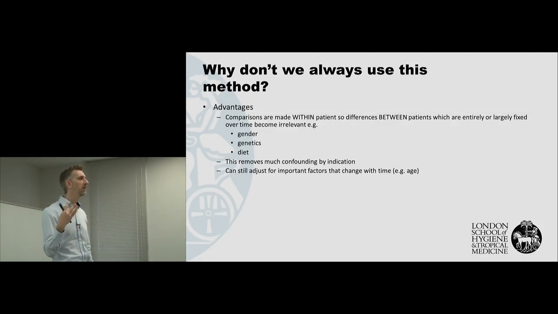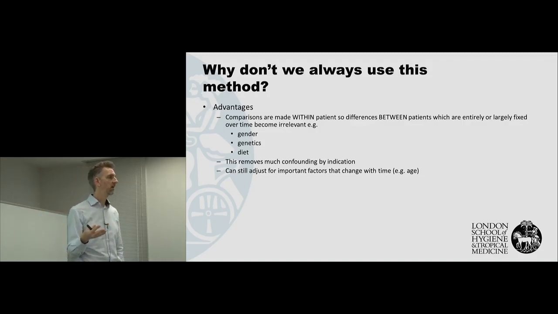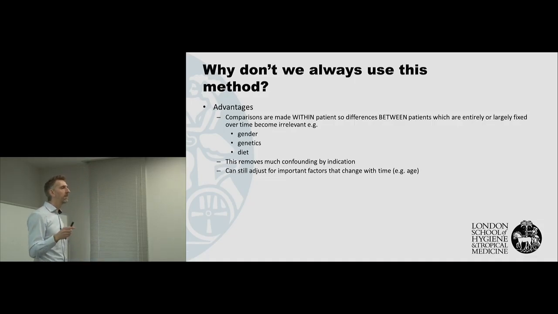And that includes the things that we can measure, like gender, smoking status, that kind of thing. But it also includes things that we can't measure, like genetics or diet or exercise, which will often not change that much over an observation period. So it can remove a lot of confounding by indication.